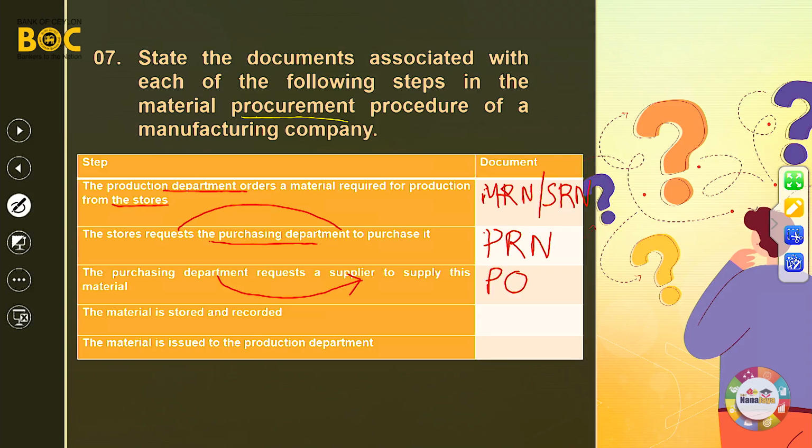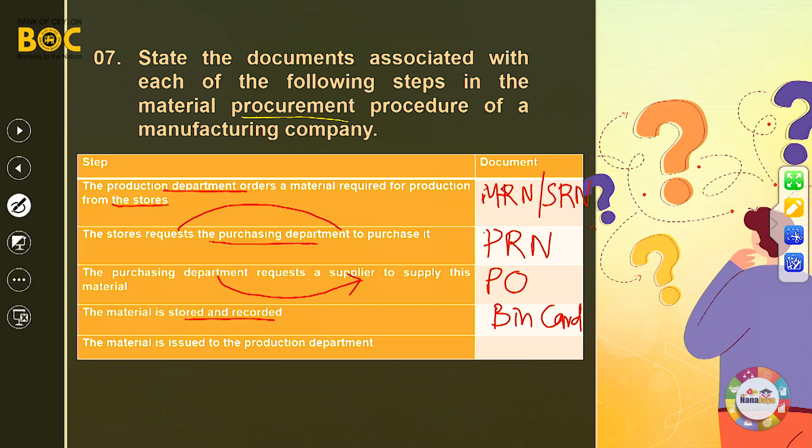Then the supplier will deliver materials to whom? To the stores. Then the stores will record them. The material is stored and recorded. There they use the bin card. The bin card shows the quantity received, issued and the balance.